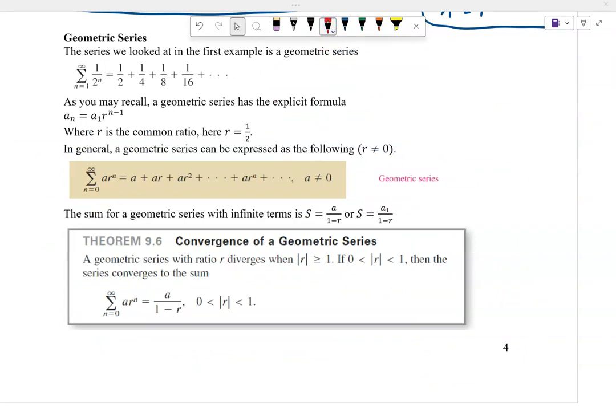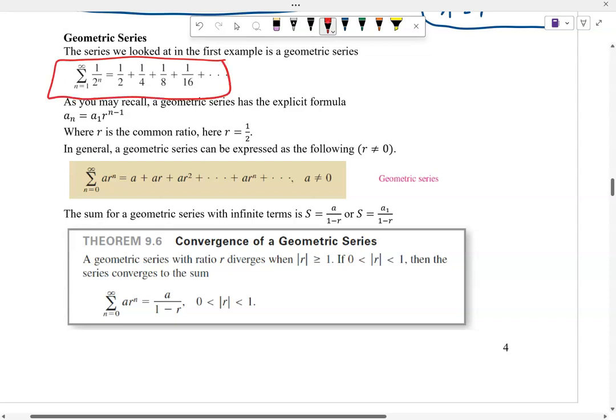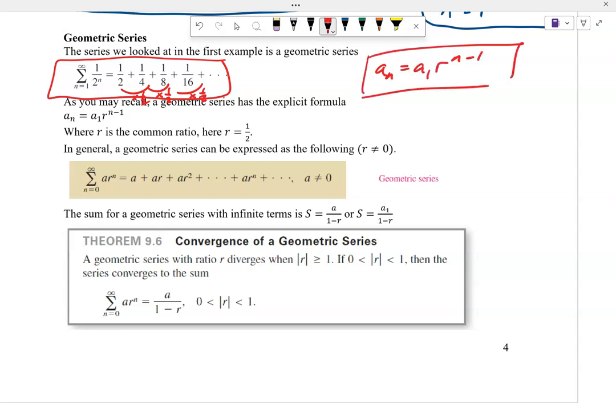All right, let's look at the first series we looked at, which was a geometric series. You remember geometric series means I'm multiplying by something each time. 1/2 times 1/2 is 1/4. I'm multiplying by a half each time. So this is a geometric series. We know from last time the explicit formula for the nth term was a sub n equals a1 r to the n minus 1.